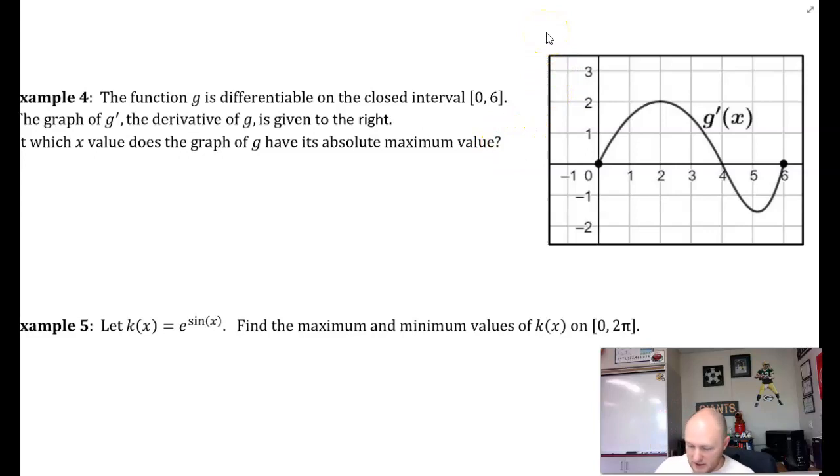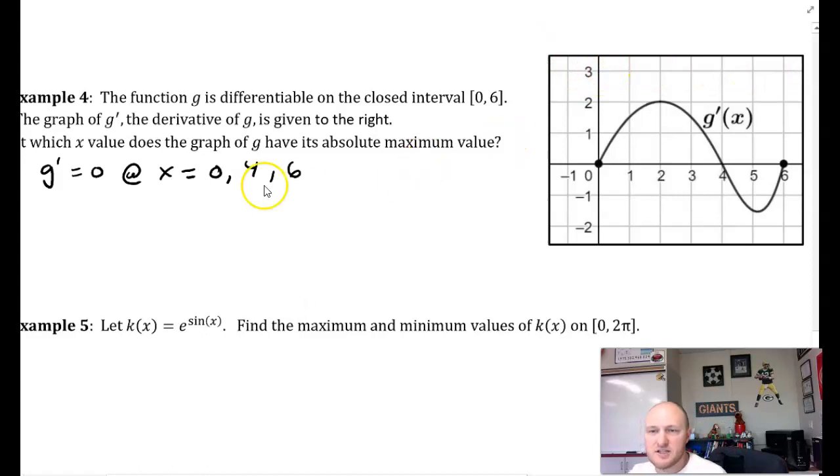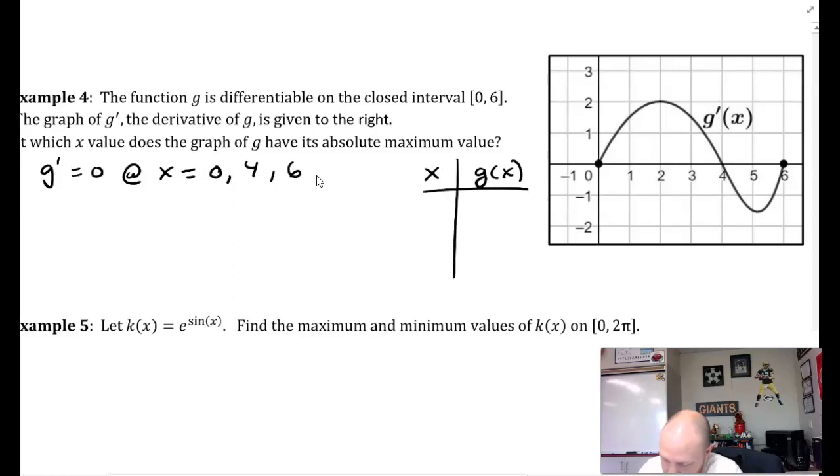Okay, well, it's important to note that g prime is equal to 0 at x equals 0, 4, and 6. Additionally, these are our endpoints, 0 and 6. So here are my candidates. And again, if I wanted to find the global maximum, the absolute maximum, I could make a table, and these would be our candidates.